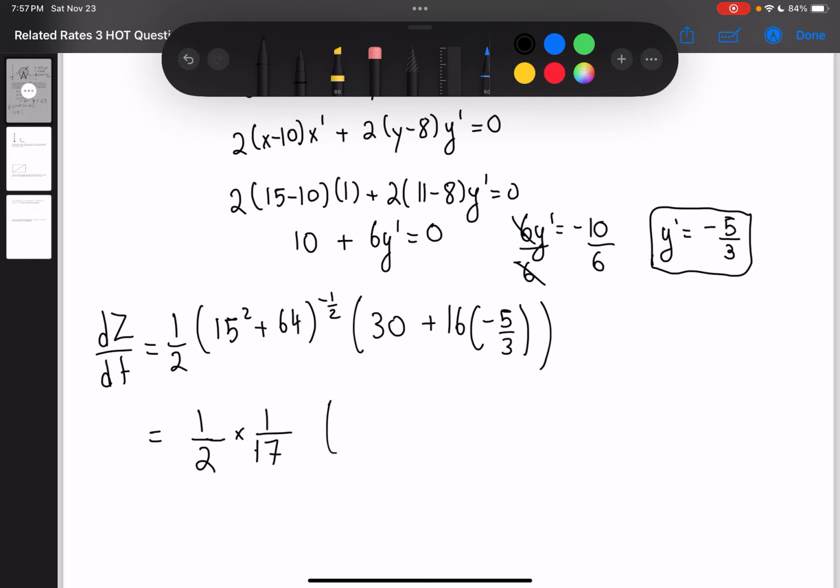Basically, we need to multiply 16 by negative 5. So 16 multiplied by 5 is going to be 80. And 80 divided by 3 plus 30 is going to give me 56.6. So now we're going to multiply 2 times 17, which is going to be 34, and then 56.6 divided by 34 is going to give me 1.66.